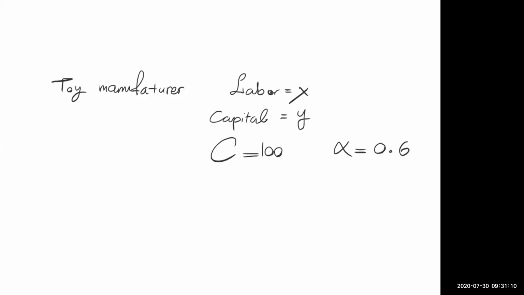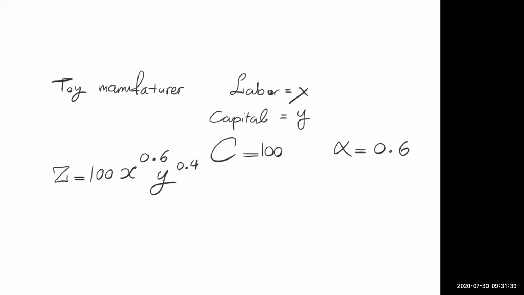So we know the number of units produced, which we show with z, by the Cobb-Douglas production formula should be C, which is 100, times x to the alpha, which is x to the power 0.6, times y to the 1 minus alpha, which is 0.4. Okay, that's the number of production.